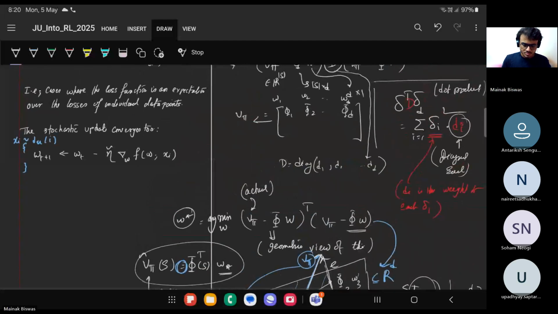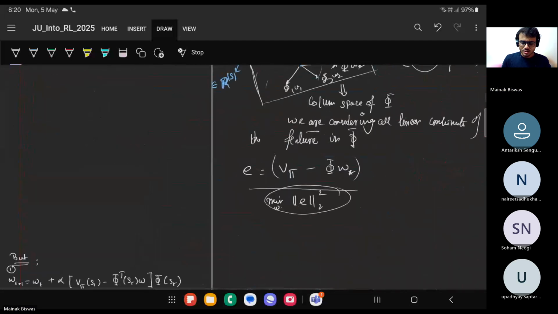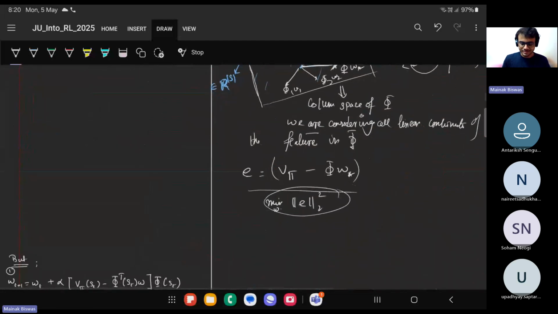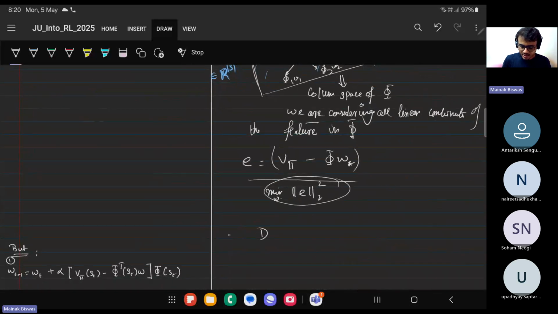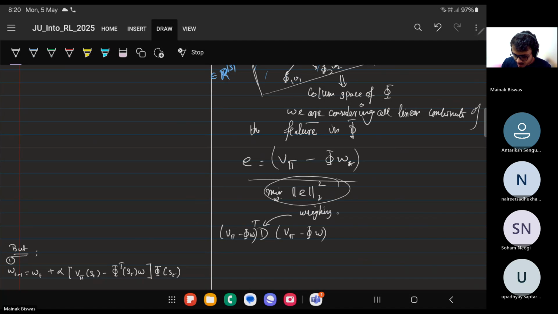Okay. But we are not doing exactly this, right? What are we actually doing? We are doing D times (V pi minus phi W) transpose (V pi minus phi W). So we have this weighing matrix D that comes in.